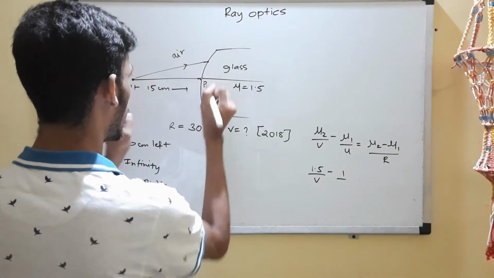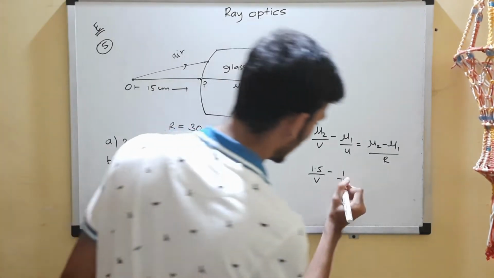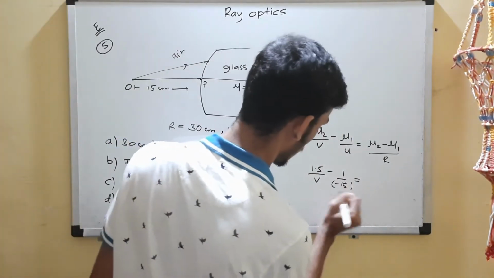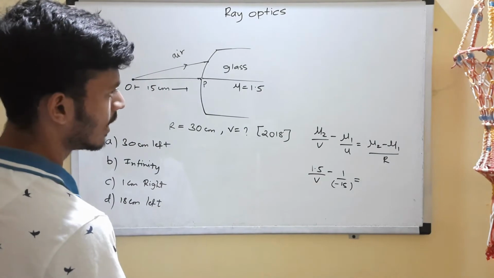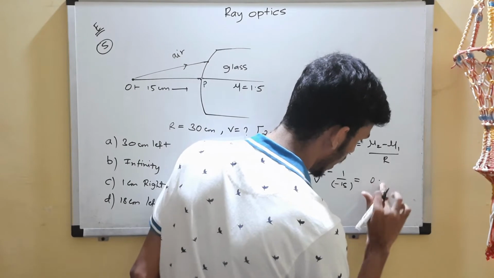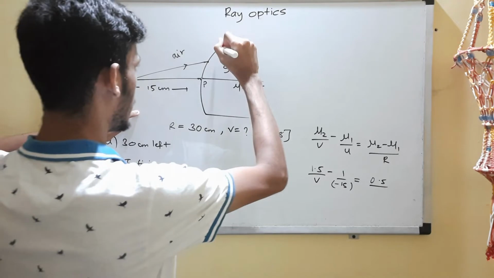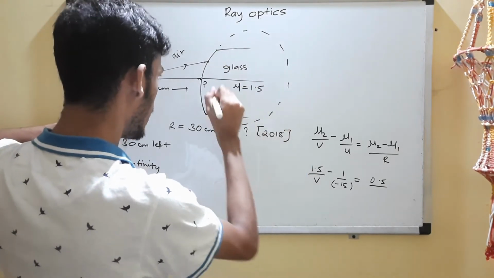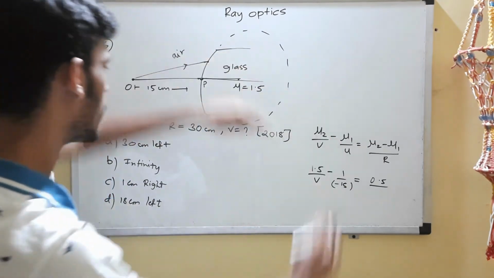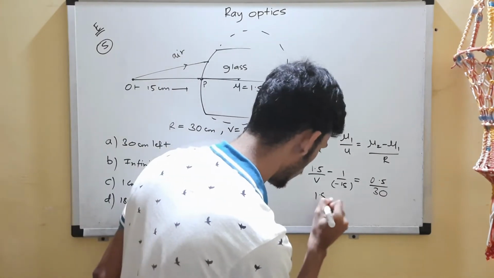Distance measured from the pole and opposite to the direction of your incident ray is negative. So please remember the conventions. So it is minus 15. The next thing is mu2 minus mu1, so 1.5 minus 1, that will be 0.5 upon r. Now if you see, r will be measured in this direction. You just have to complete this sphere and the radius will be measured in the direction of the incident ray, so it is positive, so it will be plus 30. So we just have to solve this now.